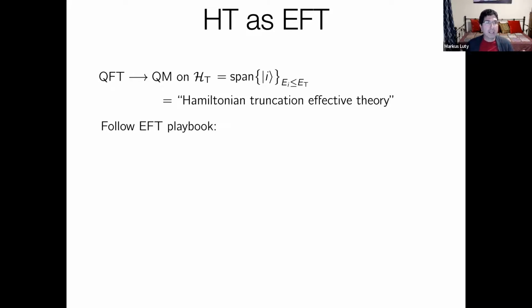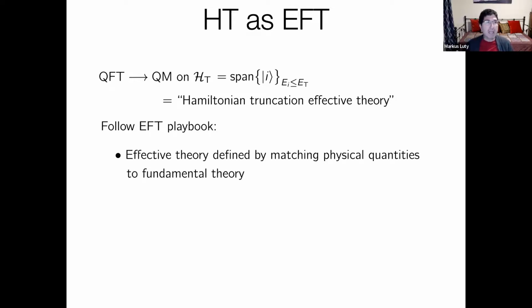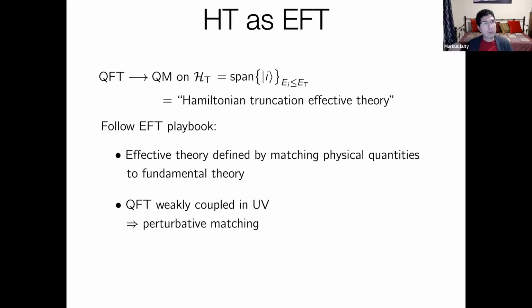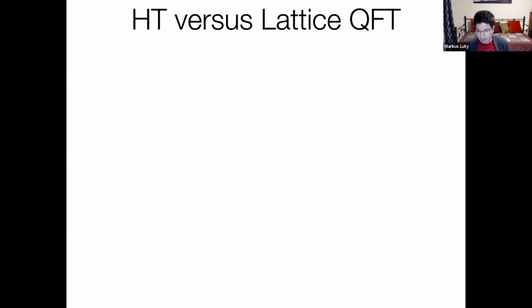To construct this thing, I'm going to follow the EFT playbook, which should make everybody here very happy, right? So what are we going to do? We are going to define the effective theory by matching some physical quantity to the fundamental theory, right? And in this talk, I'm going to be considering quantum field theories that are weakly coupled in the UV, okay? So low dimensional field theories is what I'm going to be talking about. And then this matching can be done in perturbation theory, so we can really get our hands on it and understand what's going on, okay? Okay, that's the basic idea.